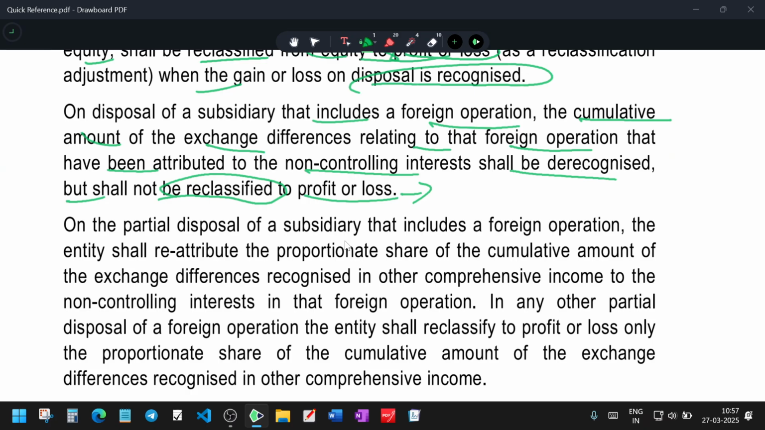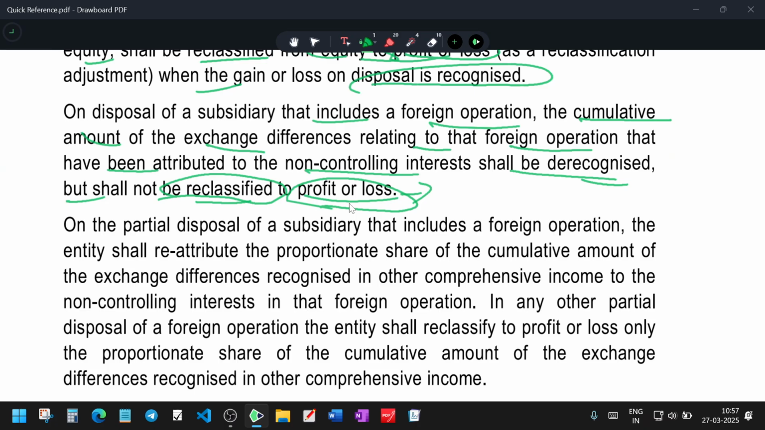On disposal of a subsidiary in a foreign operation, the cumulative amount of exchange difference arising in the foreign operation that has been attributed to non-controlling interest shall be derecognized and shall not be reclassified to the P&L account. Sir, I'm not holding assets, but I'm holding control. So I'm losing the control. What to do? Shouldn't the loss of control be considered in the P&L account?